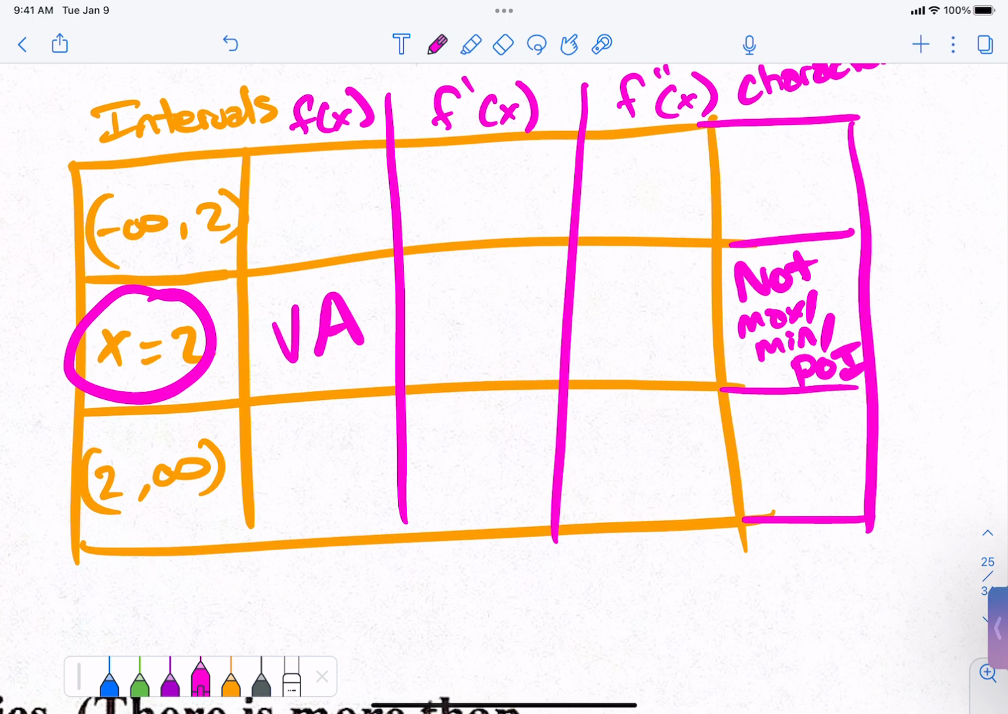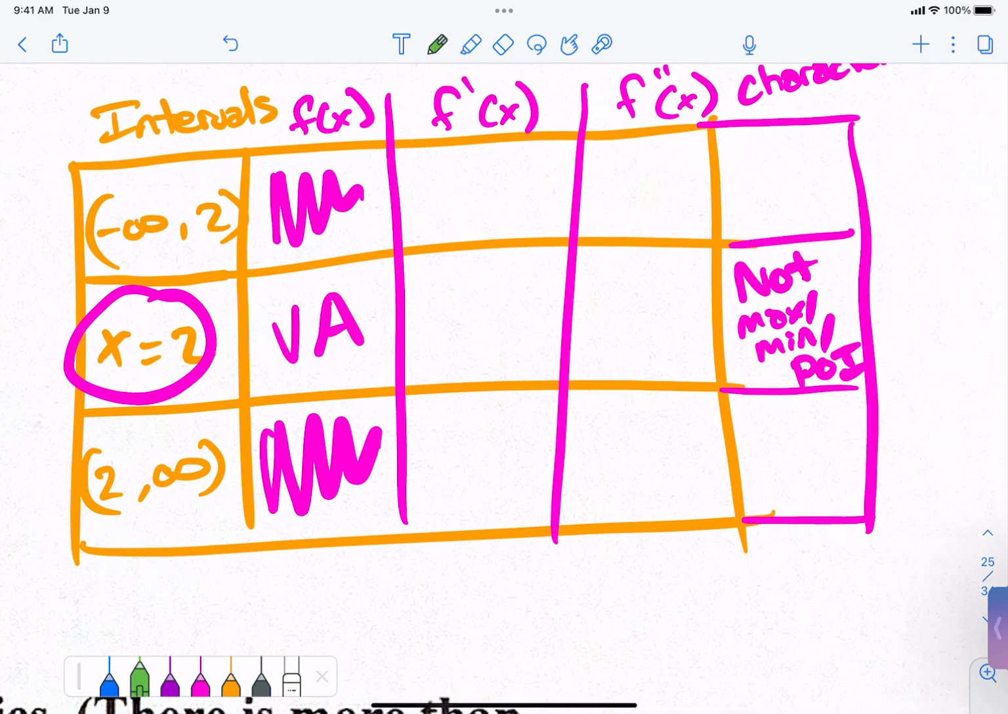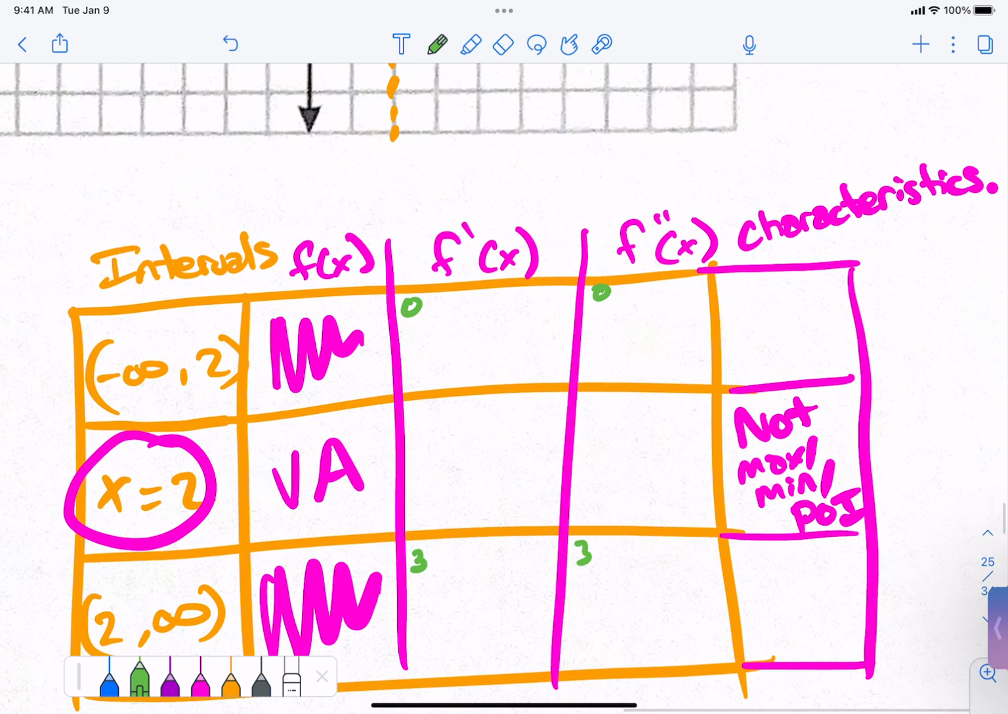So the whole reason why we do this table is just to figure out whether he's concave up or concave down, right? And where. Okay? All right, where are we going to choose between negative infinity and 2? 0. 0 and 3? 0 and 3, right? 0 and 3, 0 and 3. My first derivative was negative 1 over x minus 2 squared. And my second derivative was positive 2 over x minus 2 to the third power.